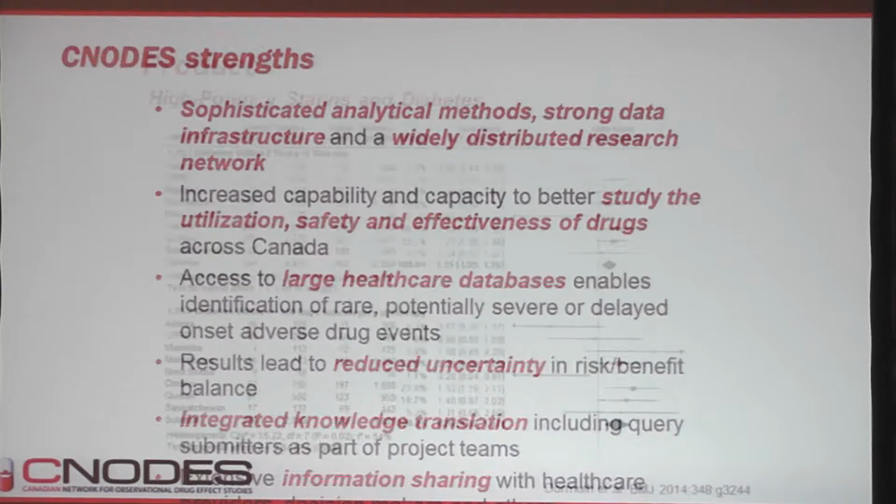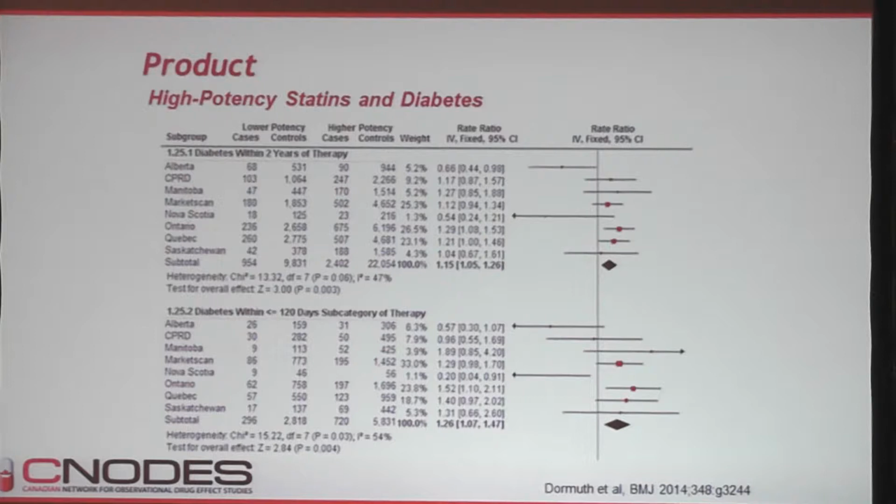This is the typical product, and you saw lots of these in Darren's presentation already. The typical product is comparing high-potency statins versus low-potency statins. This is 2 subgroups, diabetes within 2 years of therapy or within 120 days of therapy.